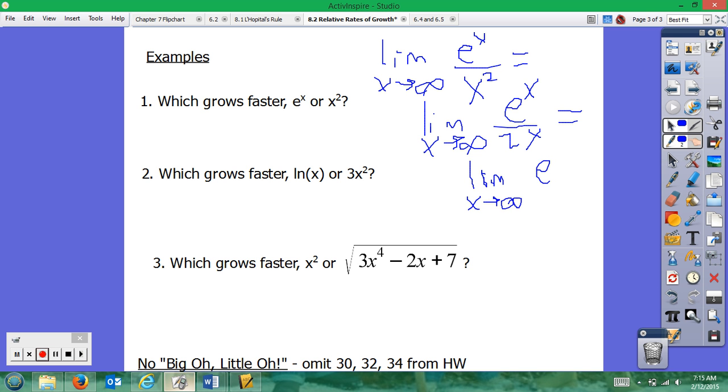Now we've got e to the x over 2. Well, now it's pretty clear. The top is going to infinity. The bottom's always 2. This thing is going to infinity. Now, if it's going to infinity, that means the top is growing faster than the bottom. If it goes to 0, the bottom's growing faster than the top. Here, the top's growing faster, so we would say e to the x grows faster.